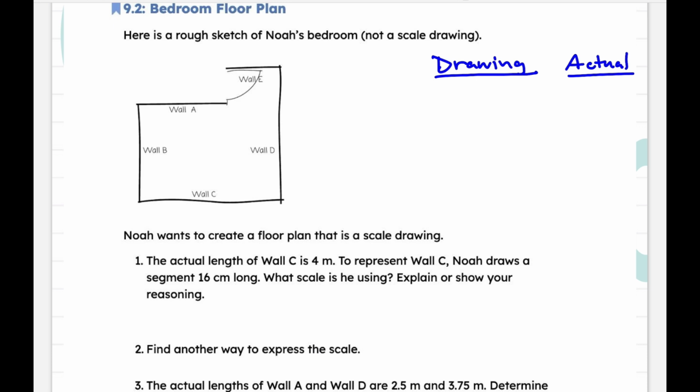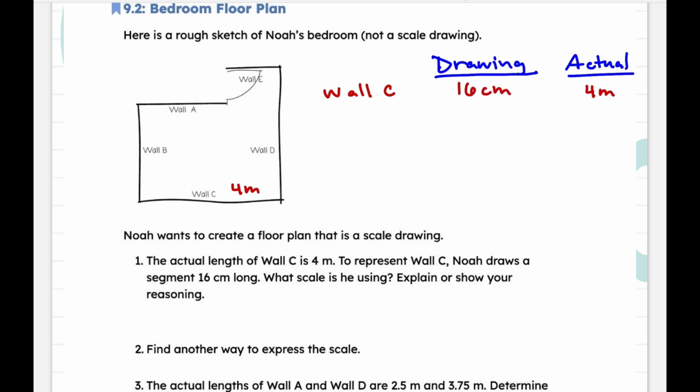And as I read one more time, it says the actual length of wall C is 4 meters. So wall C is actually 4 meters. Now I'm going to put that in two places. I want to list it here where it says wall C, but I also know that this is the actual length, so I'm going to put that measurement in the actual column. That actual length represents wall C, so I'm going to go ahead and make sure I give it a label as well. Again, when Noah draws this segment on his scale drawing, he wants it to be drawn as 16 centimeters long. So the drawing is going to be 16 centimeters.